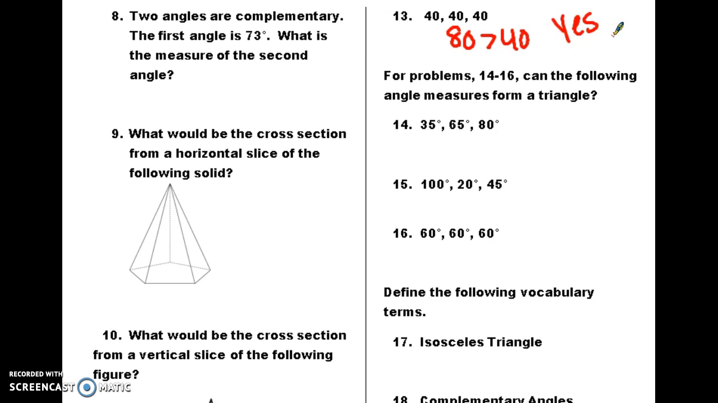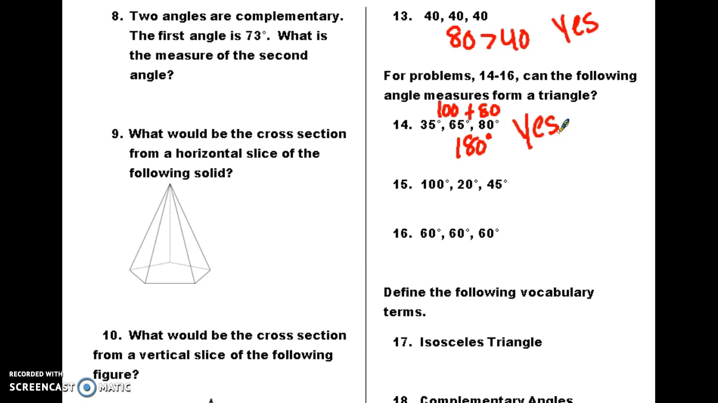For problems 14 through 16, can the following angle measures form a triangle? So when you're trying to see from the angles if they can form a triangle, you're going to add all three of them together and see if they equal 180. It can't be more, it can't be less. It has to be right on 180. So I have 35 plus 65, which is 100, and 100 plus 80 is 180. That can be a triangle.